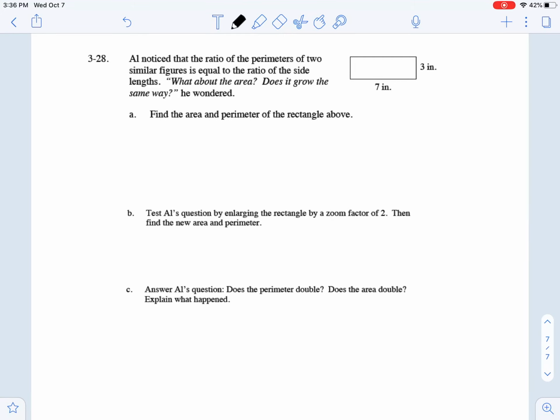Al was working again, and he noticed that the ratio of the perimeters of two similar figures is equal to the ratio of the side lengths. Oh, so that question I had, I'm wondering if it's always the same. Al noticed that too. What about the area? Does it grow the same way, he wondered? So we're going to look at the rectangle above, and we're going to do some investigating. The area of the rectangle above is 21 square inches. The perimeter of the rectangle above is, this would be 3 and 7, would be 20 inches.